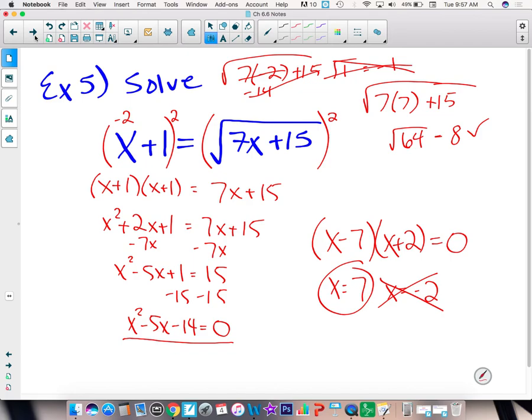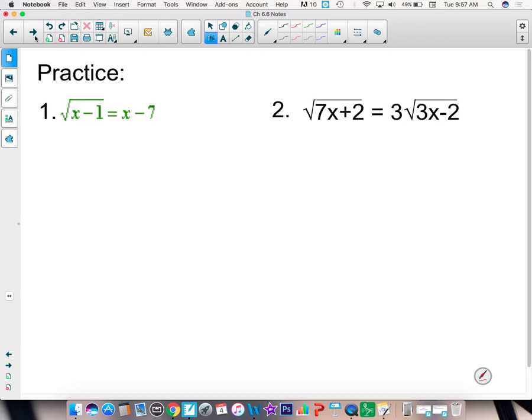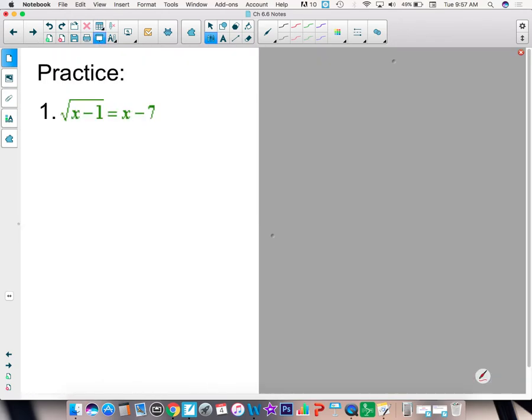Okay? So I want you guys to go ahead and practice one like that and see what you get for answers. Go ahead and pause it and practice it. And back to the example.